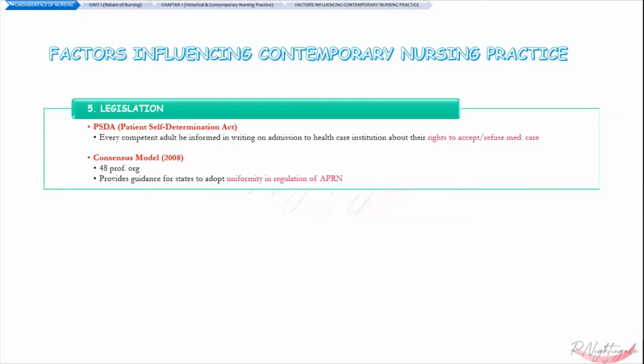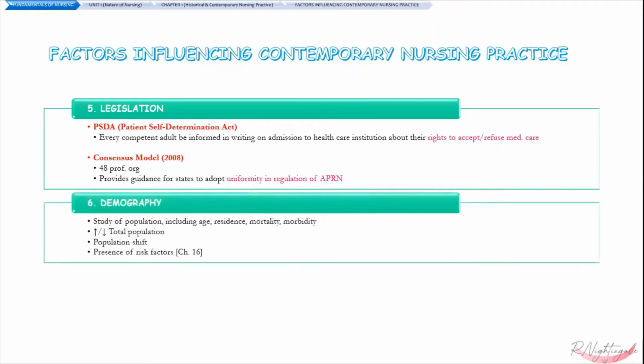In 2008, 48 professional organizations, including the NCSBN, developed a consensus model that provides guidance for states to adopt uniformity in the regulation of advanced practice registered nurses. Many states have adopted portions of the model elements, but variations remain from state to state. You can learn more about this on their website.